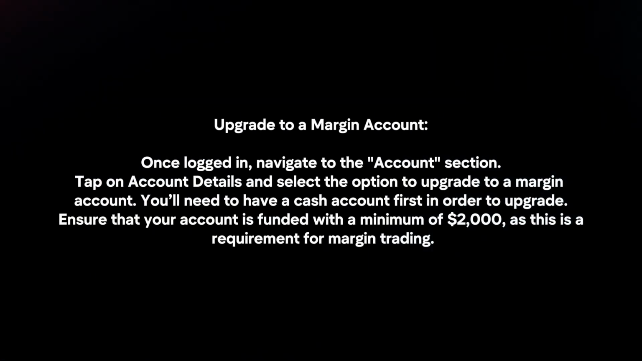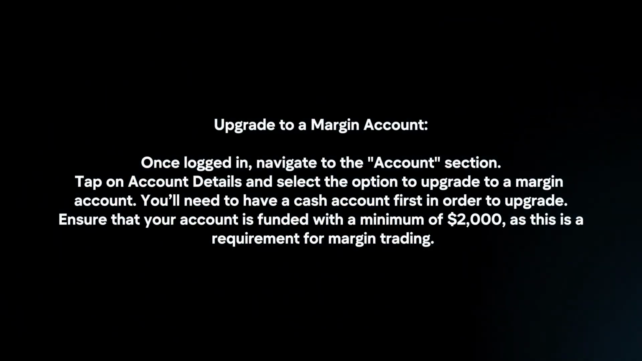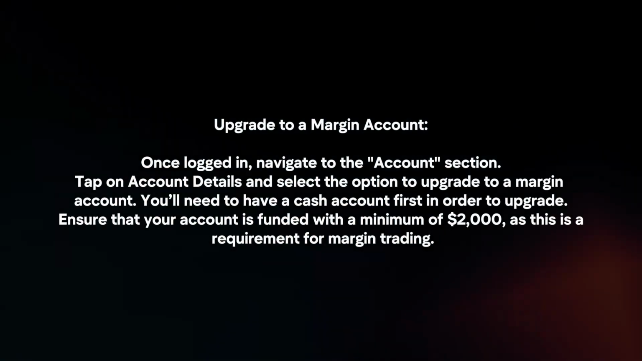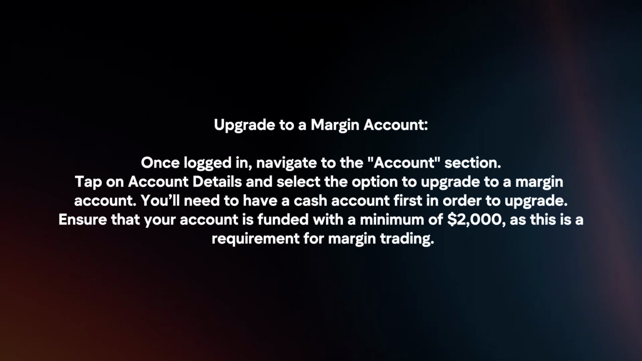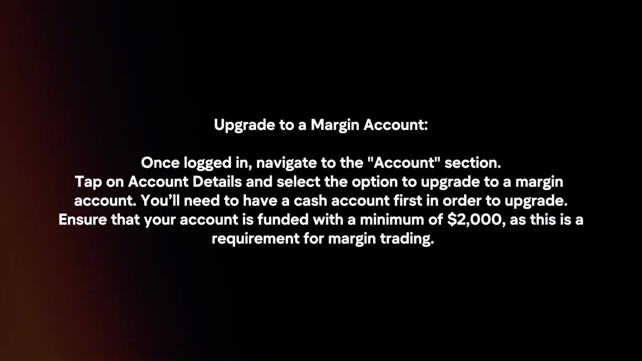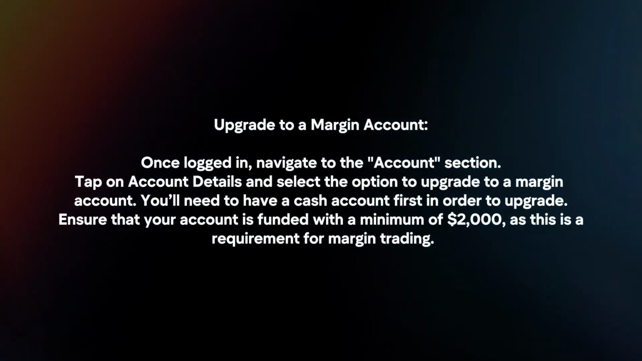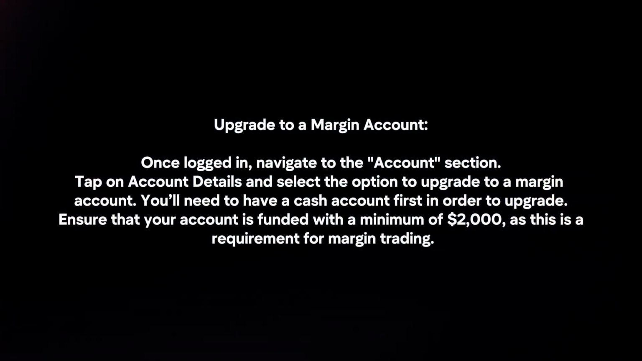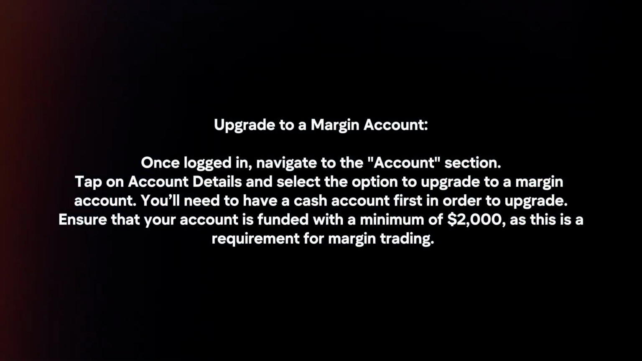Upgrade to a margin account. Once logged in, navigate to the account section. Tap on account details and select the option to upgrade to a margin account. You will need to have a cash account first in order to upgrade. Ensure that your account is funded with a minimum of $2,000, as this is a requirement for margin trading.